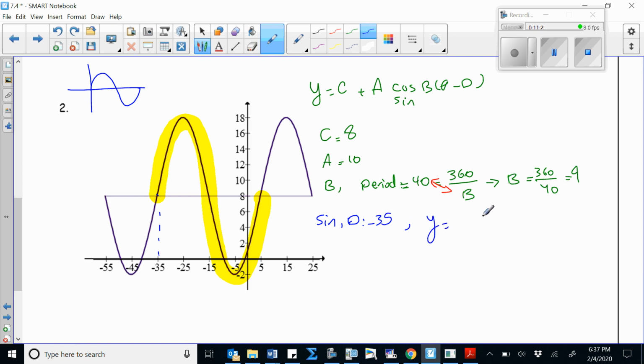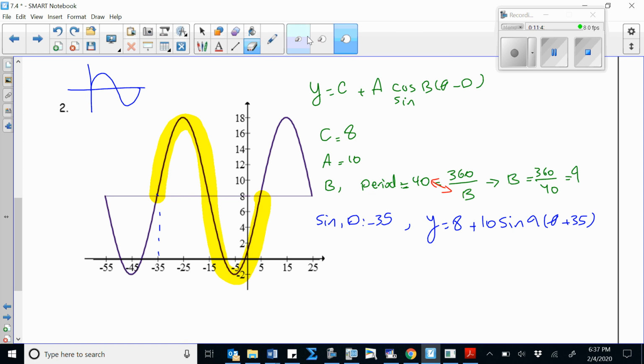Now the function will be y equal to C, which is 8, plus 10 amplitude, and then we're writing sine, so I want to write sine here. B is 9, and theta minus negative 35, which will be plus 35.